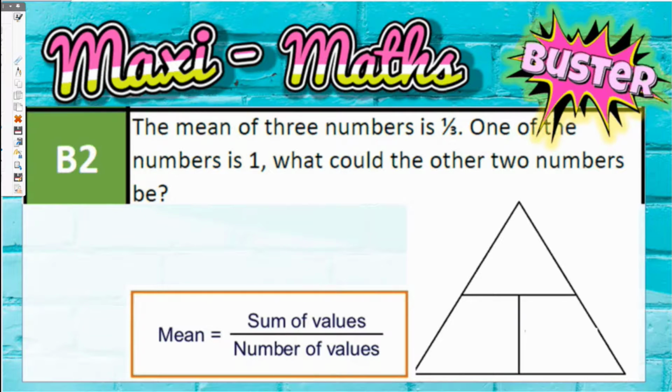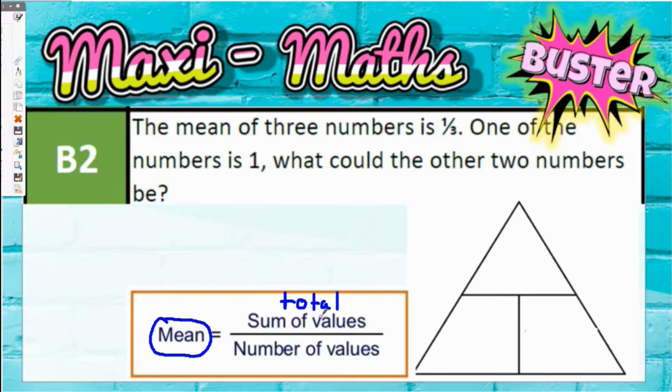Question B2, the mean of three numbers is 1/3. One of the numbers is 1. What could the other two numbers be? Now, what we know so far about the mean is that it's the sum of all the values, in other words, the total, divided by the number of values.